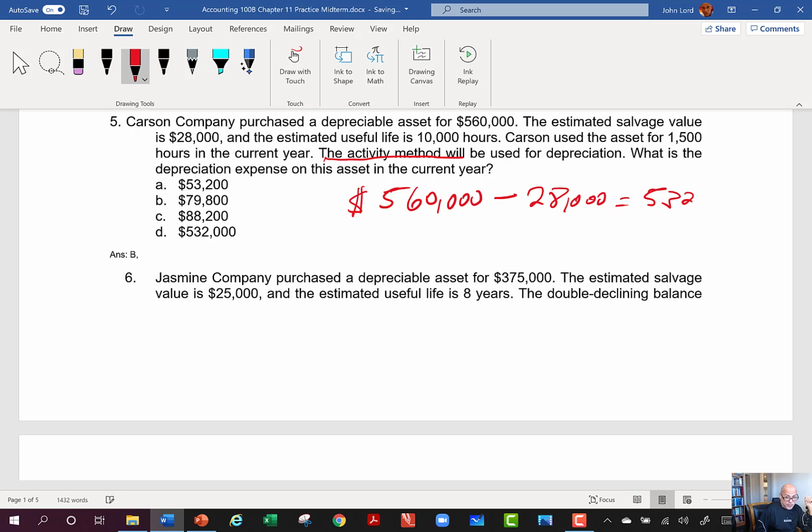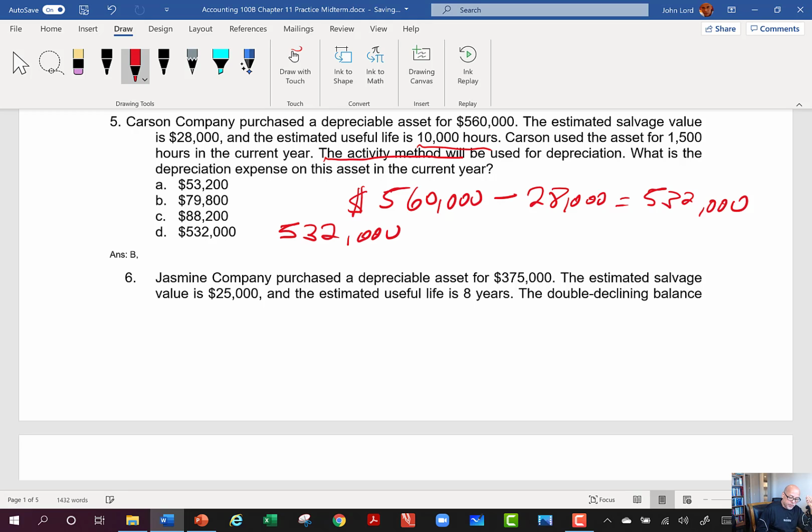I hate to say it, I've been looking at accounting for like 35 years now. Oh my God. And I still make the same mistake. I forget to subtract the salvage value. Easy mistake to make. And I don't want to see you lose points on your exam because of something silly like that.